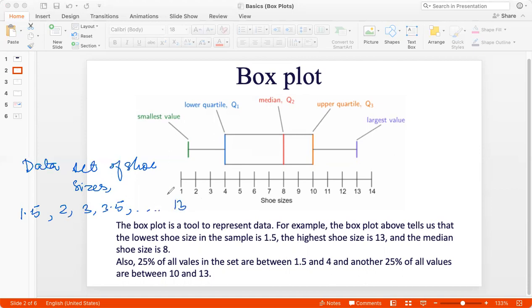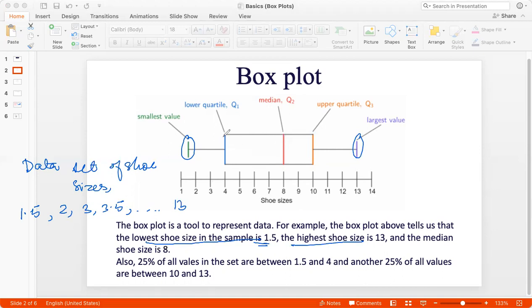So I can see that my lowest value is 1.5, which is this first bar, right? You can see that this is 1.5. And the highest value is 13, which is this final bar on the right. And let's say that my median value is 8. So that is this bar inside the box, right?